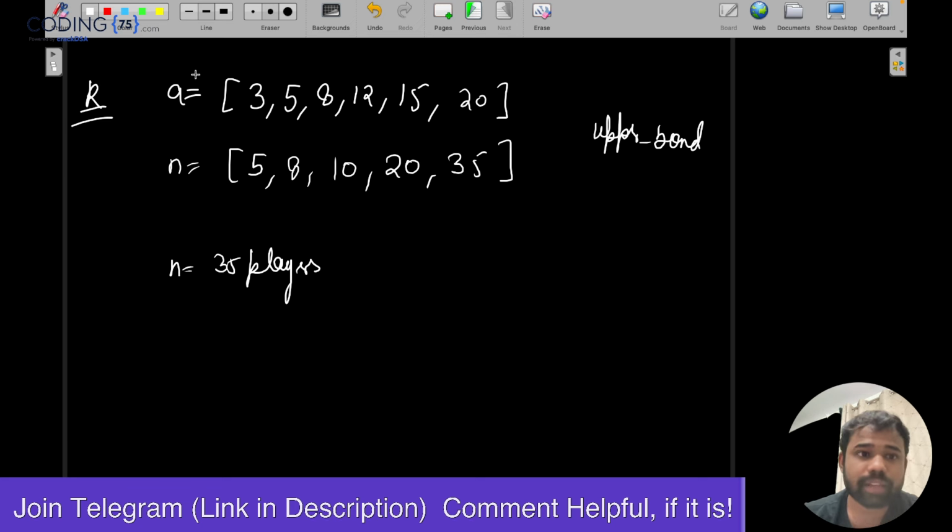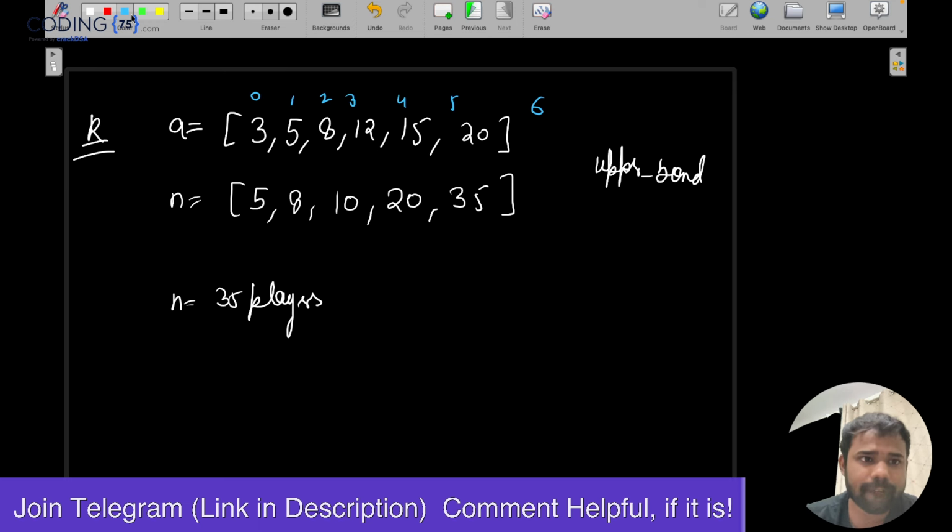to 35. You can see if this is the indexing 0, 1, 2, 3, 4, 5, and I'm adding 6 also. Why? If you find the upper bound of 35, you can see that it is not present, meaning there is no number greater than 35. So the upper bound will give you output 6, index 6. It gives the n's index, right? This means that there are 6 numbers which are less than or equal to 35. That means out of these 35 players, 6 players will be removed. Now 29 players are left.